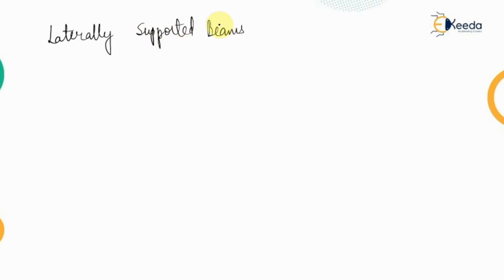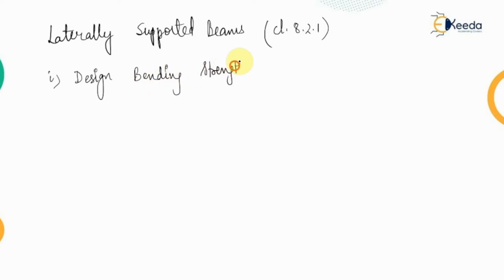Now in the laterally supported beams, we are aware that the beam will be supported in the lateral direction. In the Indian Standard IS 800:2007 edition, clause number 8.2.1 deals with the designing of the laterally supported beams. The first point to be calculated in the case of the laterally supported beams is the design bending strength. That means what will be the strength of the beam in bending.